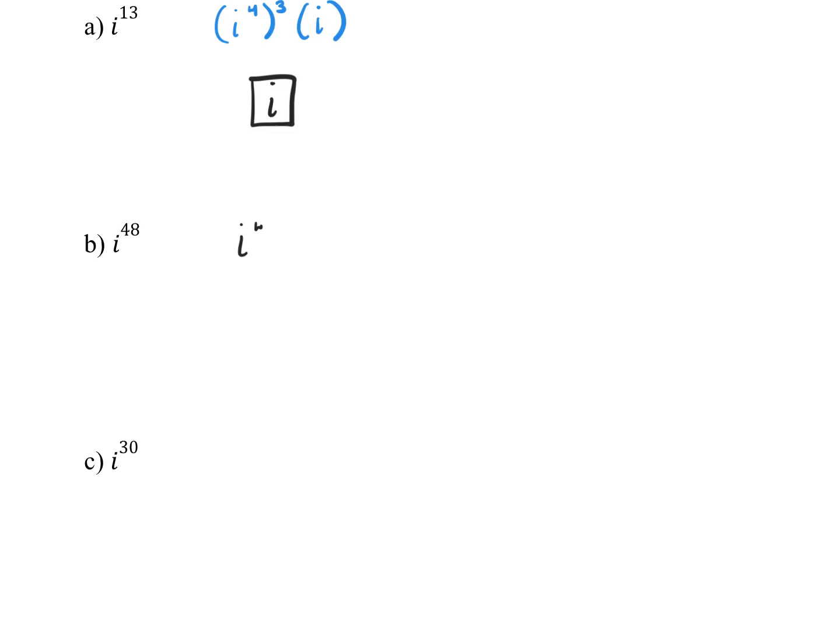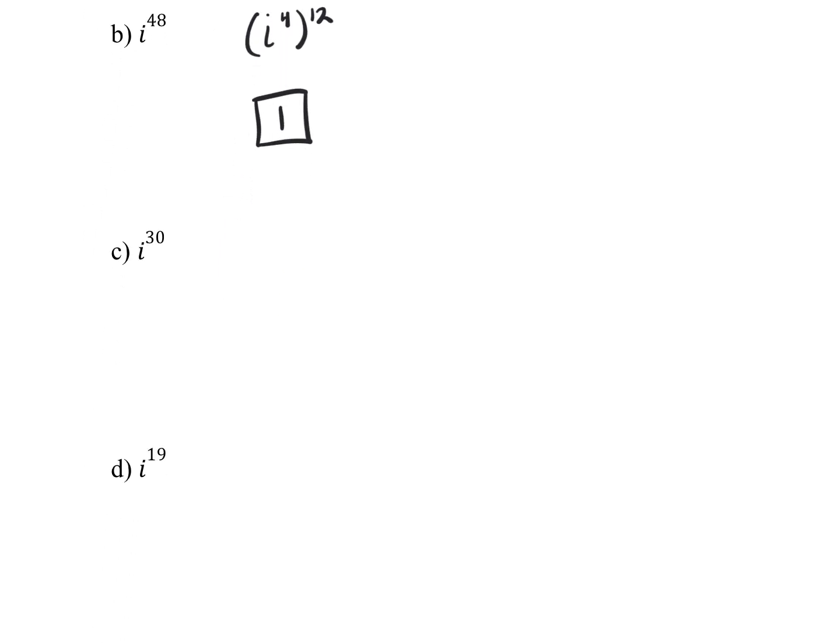So that's going to be our strategy to pull out as many groups of i to the fourth as we can. Now for this one, we can write as i to the fourth to the 12th, because there are exactly 12 groups of 4 in 48. So this expression actually just simplifies to positive 1. Now here, if you ask yourself how many groups of 4 are in 30, we would say 7, and that's i to the 28th. So we need 2 more powers of i, so it'd be times i squared. So again, this portion simplifies to 1. All I have left is i squared, and we know that whenever we see i squared, it will simplify to negative 1.